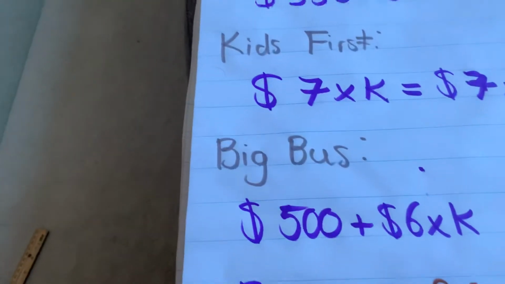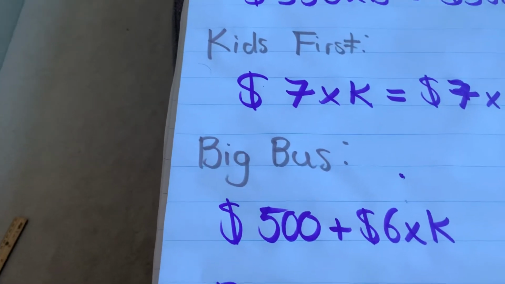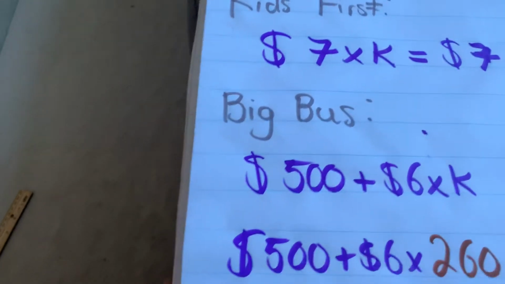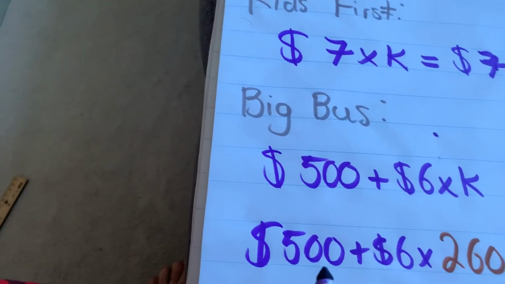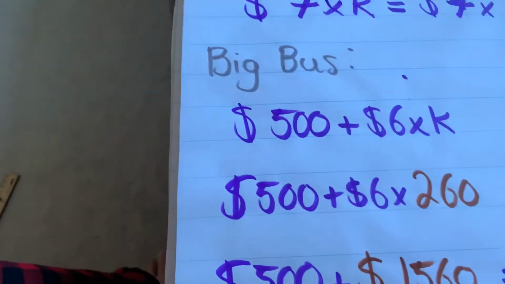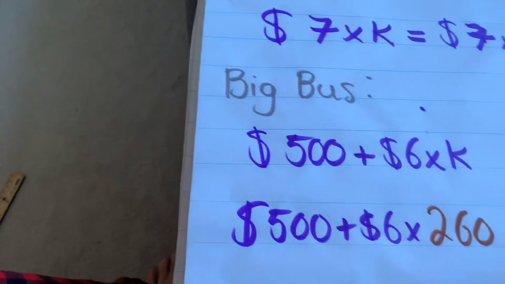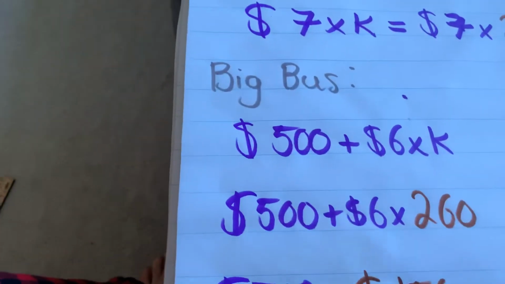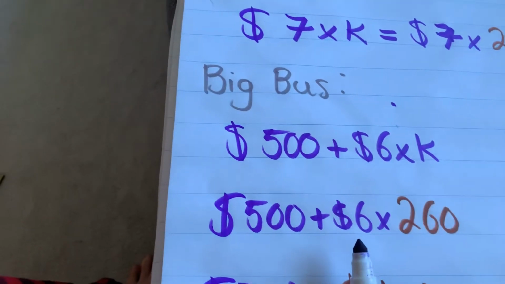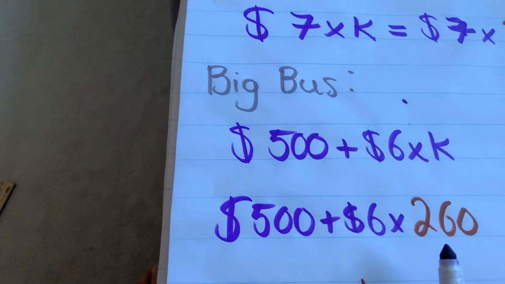So the Big Bus Company charges $500 plus $6 per kid, or 6 times K. So the $500 is the constant. It's always there. The $500 is just there. Maybe it's the deposit that the school has to pay for the bus. You just have to pay it anyways. And the $6 is also a constant because it's the 6 times kid. And we knew from the second option that there's 260 kids.